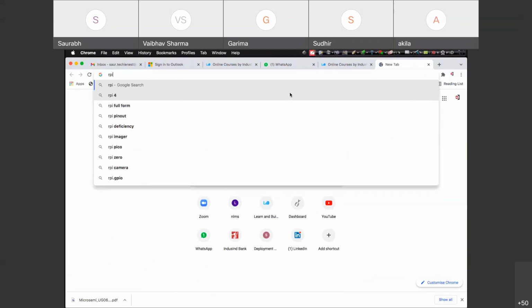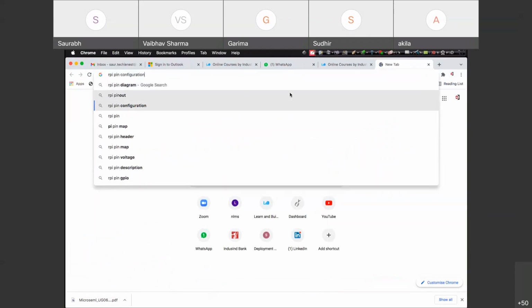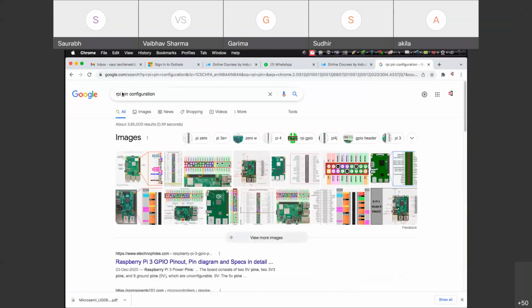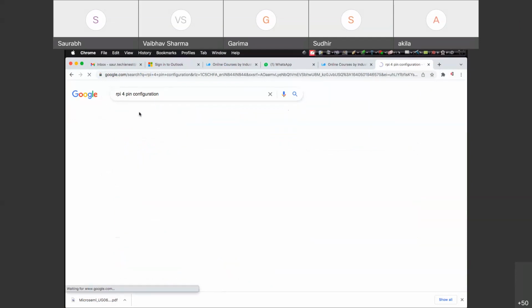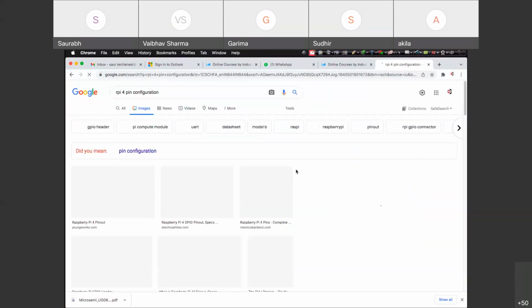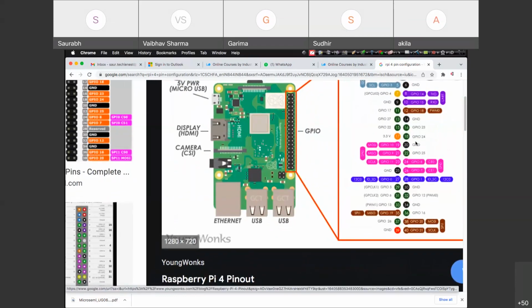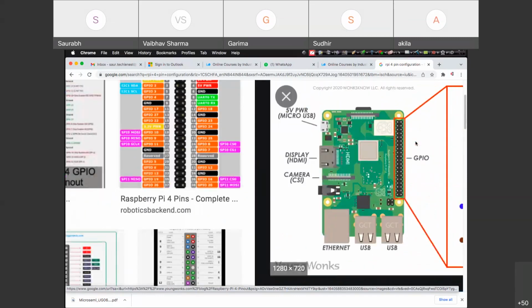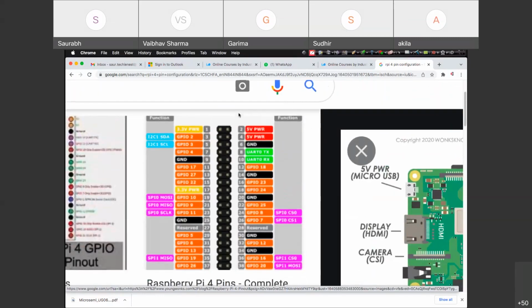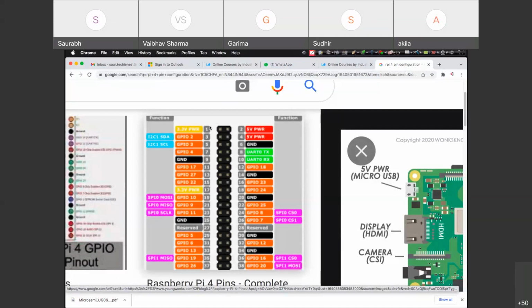Raspberry Pi 4 pin configuration. Here also we can understand. There are 40 pins. I believe you must know about all these pin configurations. We have 40 pins in Raspberry Pi, 20 on the left and 20 on the right. The left side pins are odd pins and the right side pins are even pins, so 1, 2, 3, 4 like that.